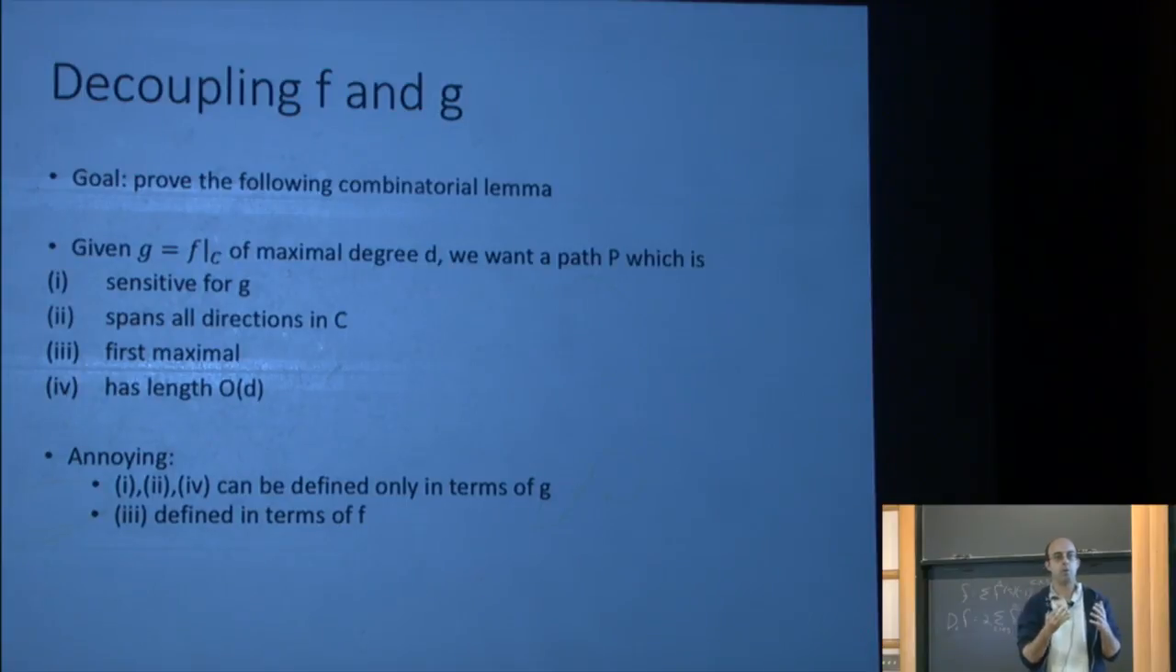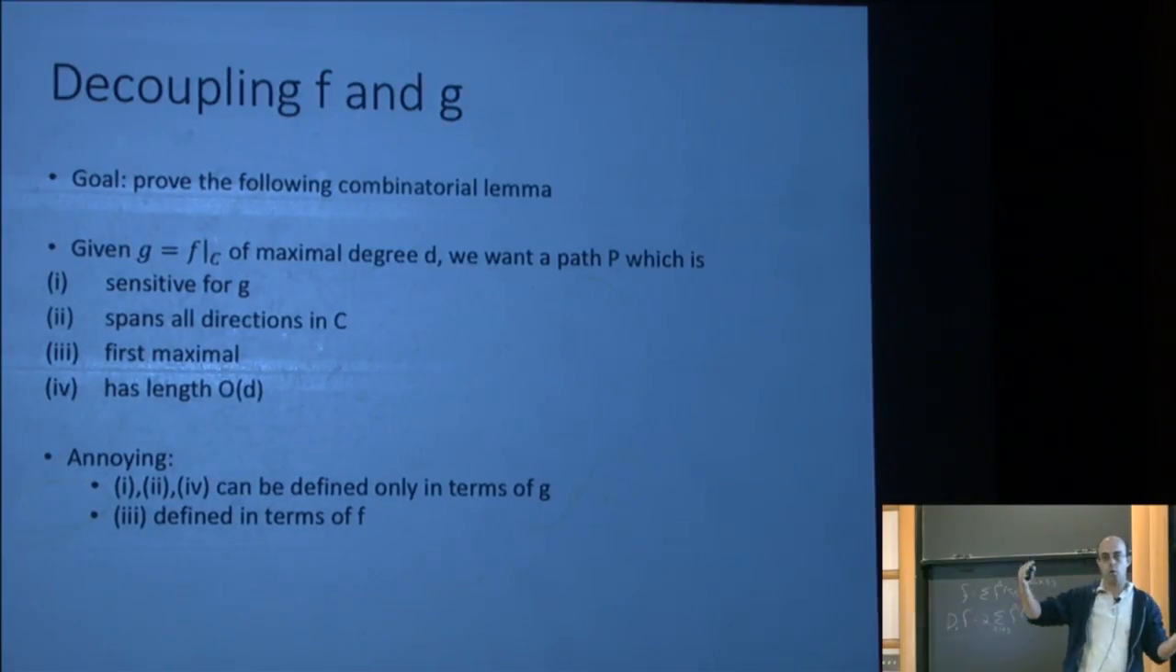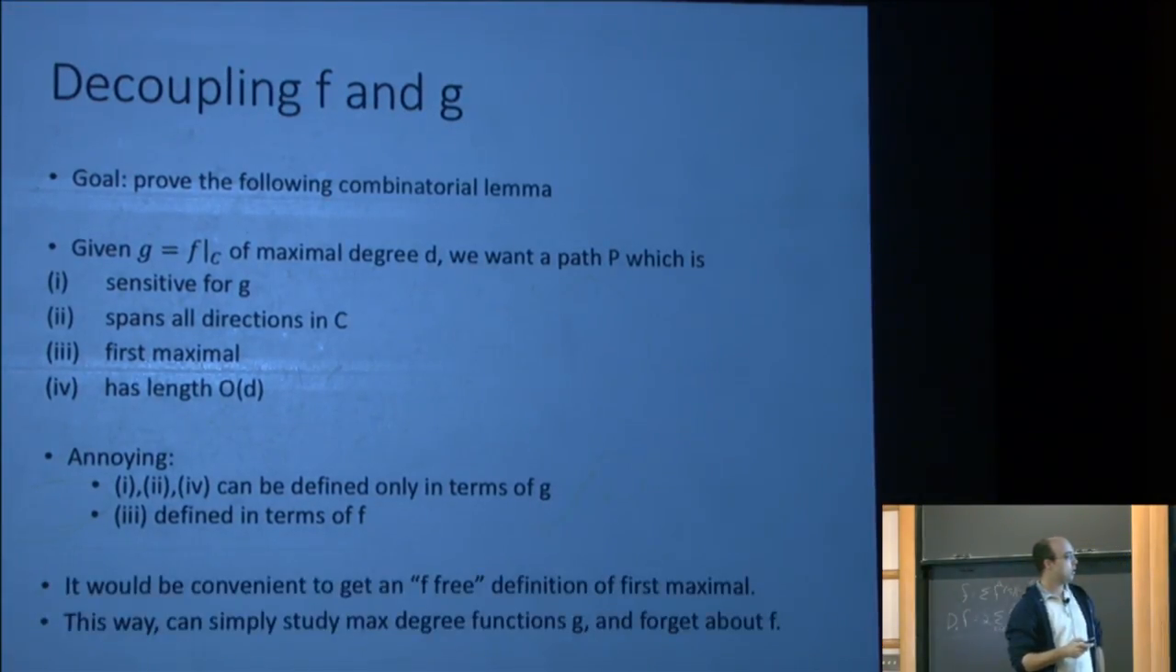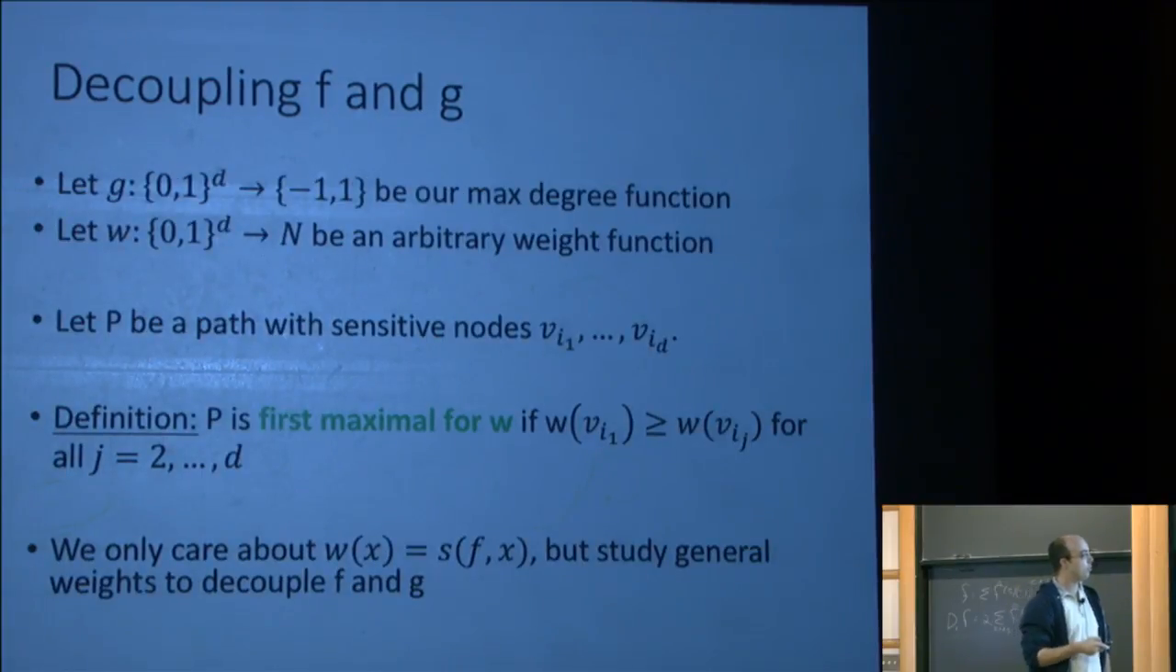Let me try to remove this condition. I want to remove the dependency between the restriction and the overall Boolean function, so I want an F-free version of this lemma. Let me again be naive and ask for something even stronger to be true. Take any maximal degree function and take any weight on the nodes of the d-dimensional cube. The weight we care about is really going to be the sensitivity of the Boolean function, but ignore that. Any weight. Take any path here with these sensitive nodes.